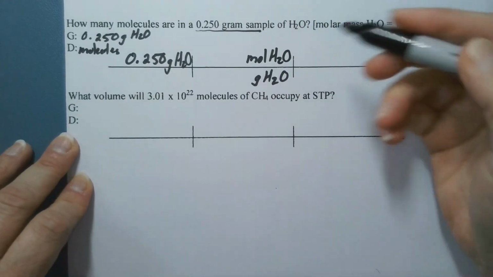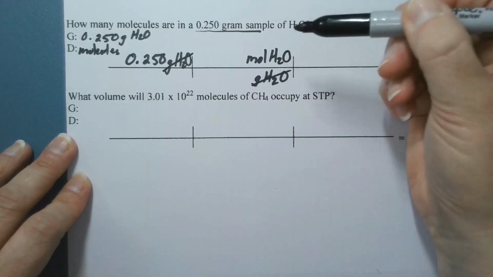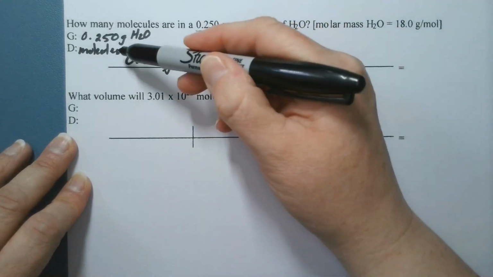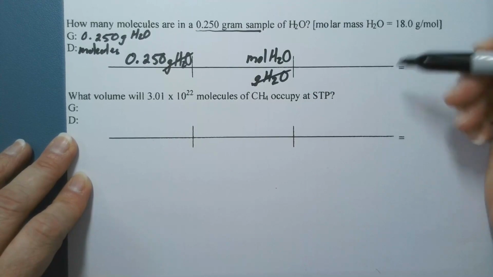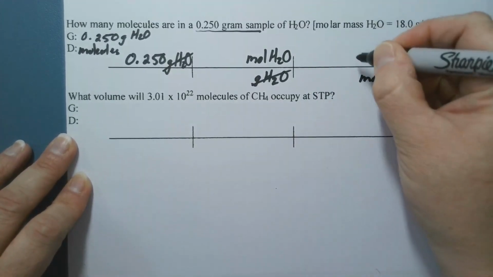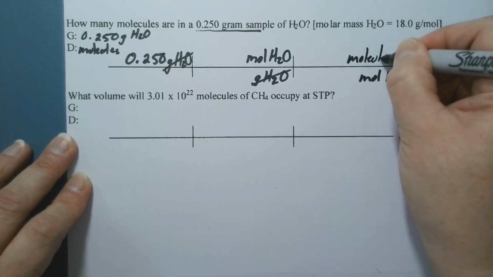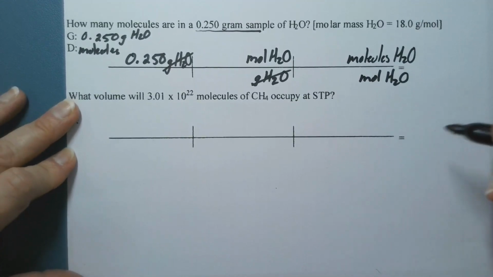Okay, and then I can check and say, okay, the grams would cancel out. I'd have moles. I'm not asked for moles, I'm asked for molecules. So I have to do one more step. I have moles, I need it to cancel out, so it needs to be written across from it. And then up here I can do molecules. There we go.